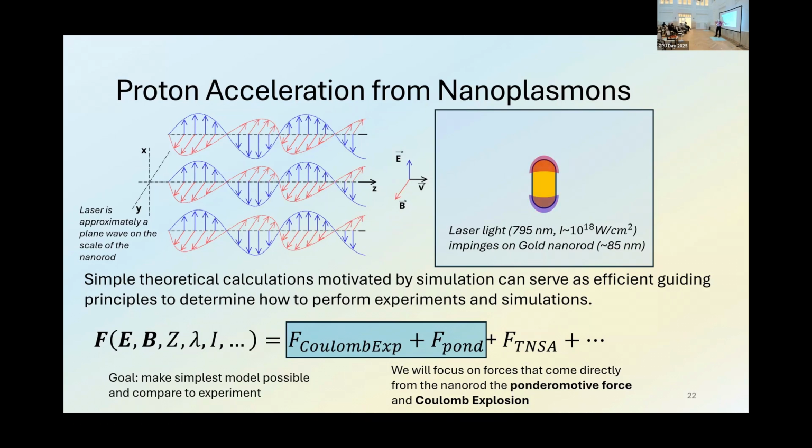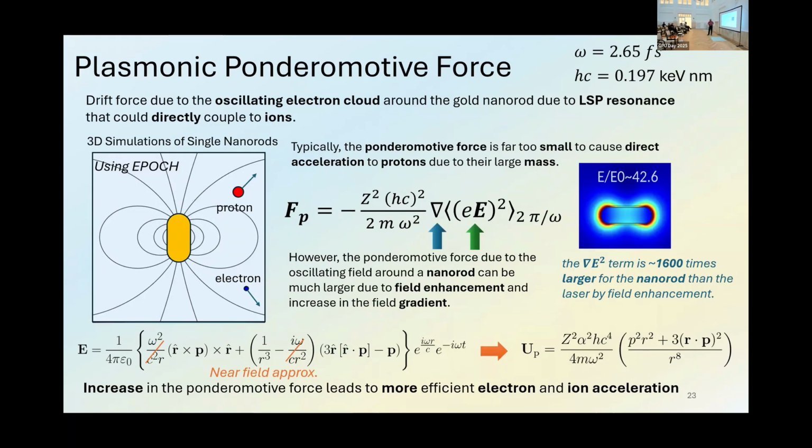The other effect is the ponderomotive force of the nanorod. Normally we think of a ponderomotive force as coming from a laser and being a force on an electron, if you do any kind of laser-particle interactions. But this is actually a ponderomotive force coming directly from the nanorod itself. So I'm going to talk about the ponderomotive force first.